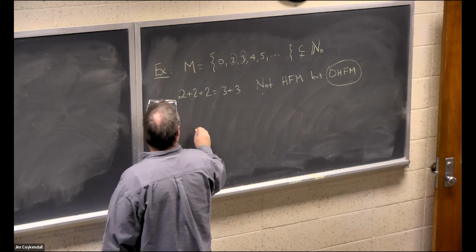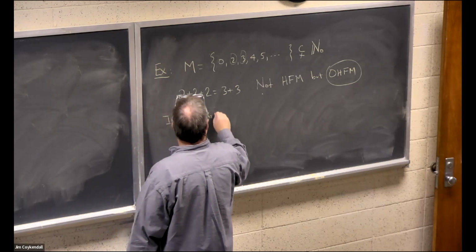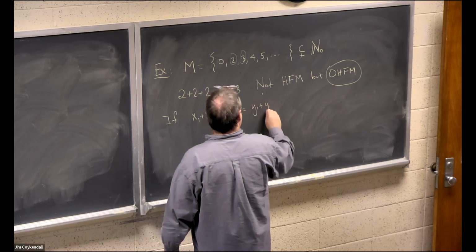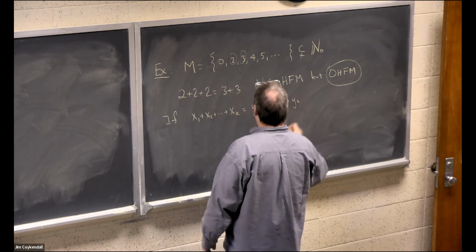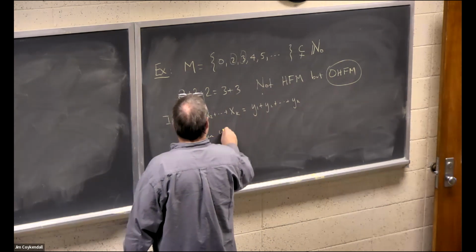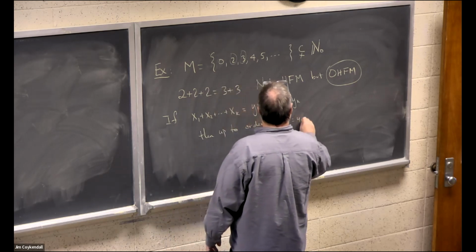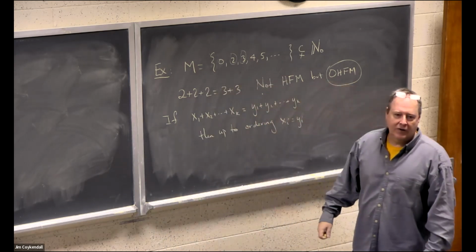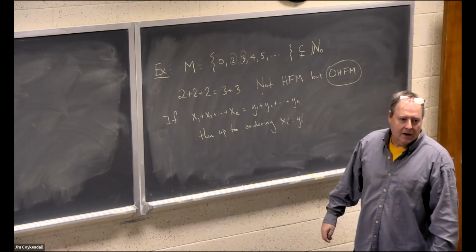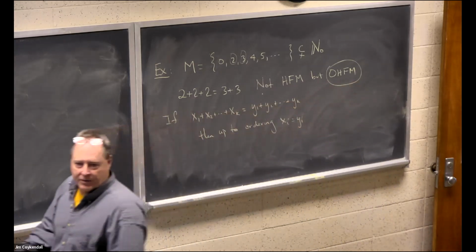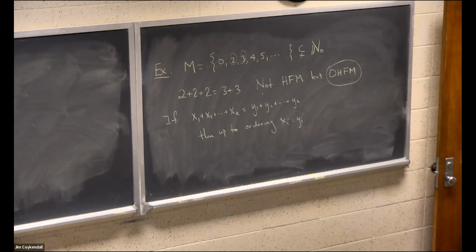If x1 plus x2 plus ... xk equals y1 plus y2 plus ... yk, then up to ordering xi equals yi. So in other words, any two factorizations of the same length are the same. There are factorizations that are different that are of different length, but if you have two factorizations of the same length, they're the same. And I feel like a complete tool actually proving this to you because it's quite silly, but I will do it.